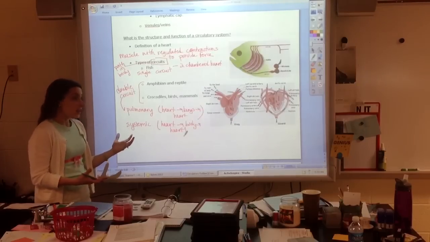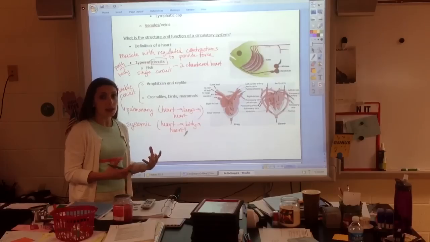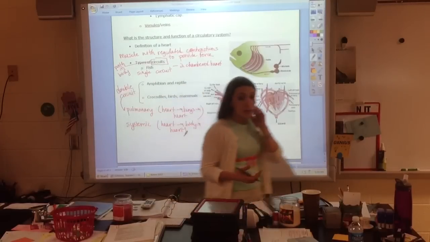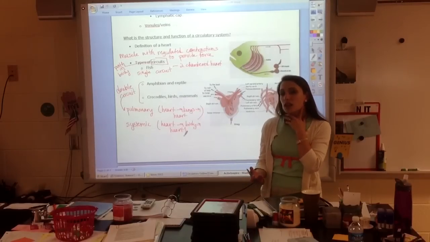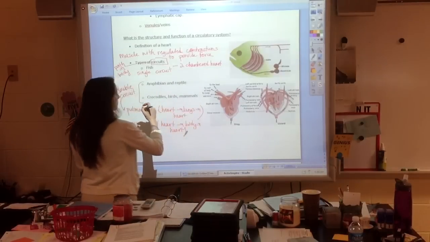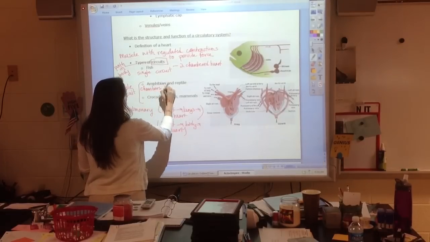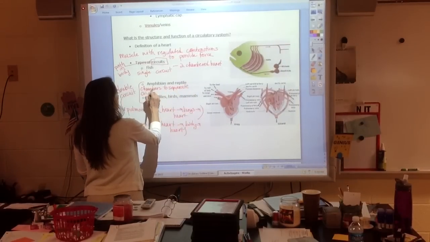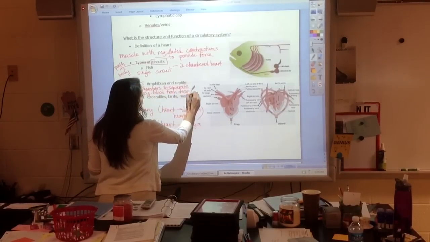If we stop for a second and think about what the lungs actually do, the lungs are oxygenating the blood and removing the carbon dioxide. So if we're focusing on efficiency, one of the most efficient things that we can do is actually separate oxygenated and deoxygenated blood. So we have chambers in the heart to separate oxygenated blood from deoxygenated blood.